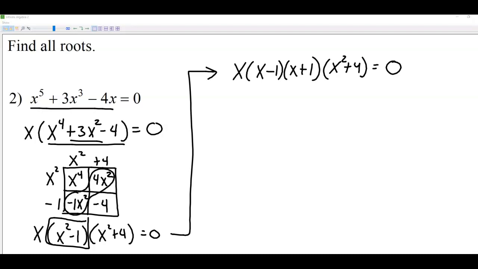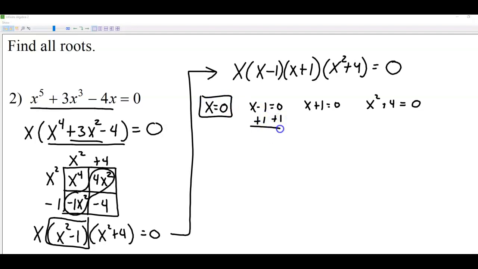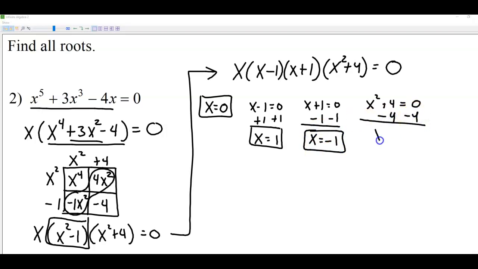And what we do now is we just set each piece equal to 0 and solve. So x equals 0, x minus 1 equals 0, x plus 1 equals 0, and x squared plus 4 equals 0. This one's done. For this one, I just need to add 1, and then I'm done. This one we need to subtract. And this last guy here, we got 2 steps to do there. We're going to subtract first. Then we're going to take a square root.